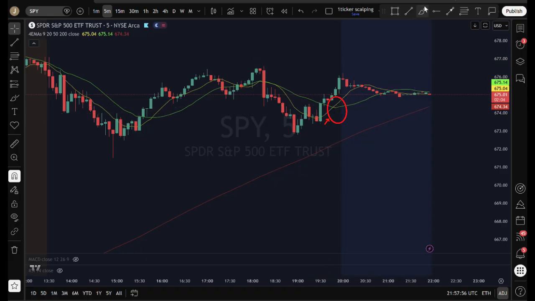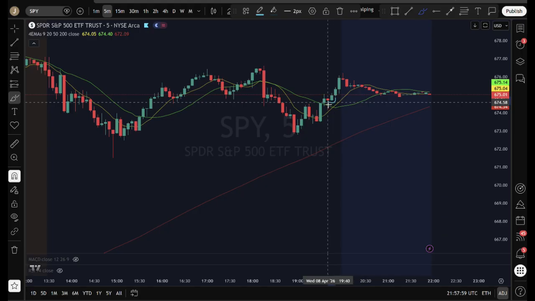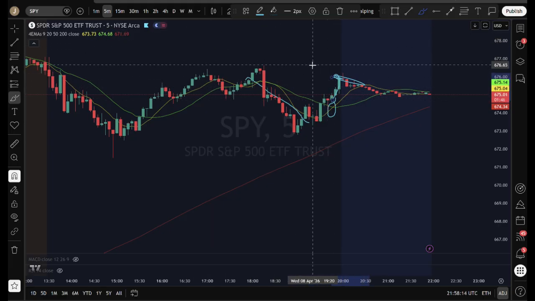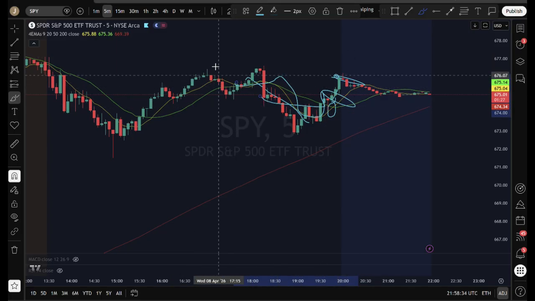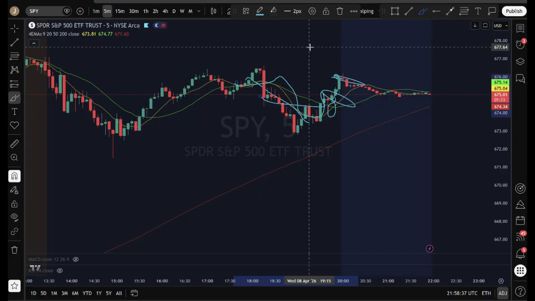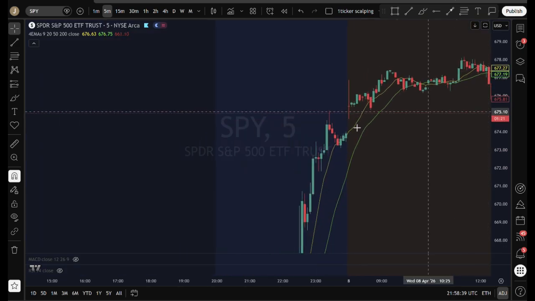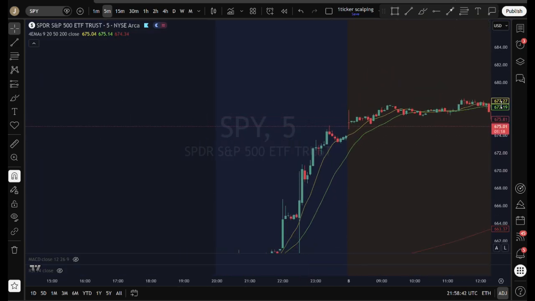Right here, when the 9 crossed over, after we had a good little pullback, you could have got a call right here. It's close to the end of the day, though. I wouldn't recommend it. But for the purpose of this lesson, this is how you would read your EMAs. And when it's messy and you've got lines every which way, don't trade. Just sit back and wait for a good day to make good trades. Let's see if we can find some.